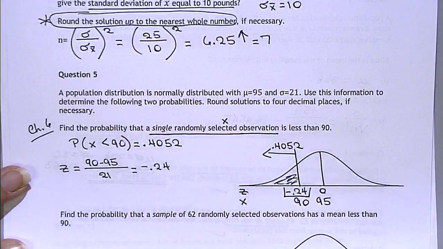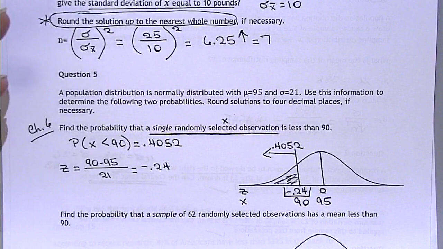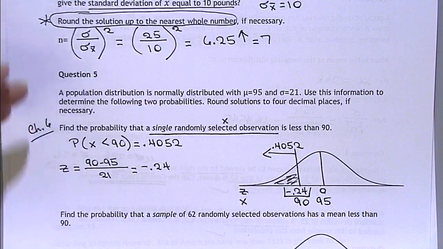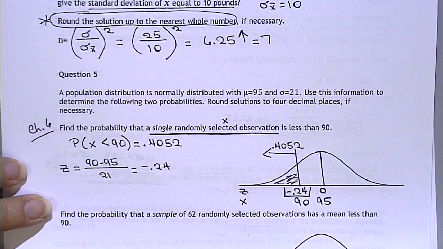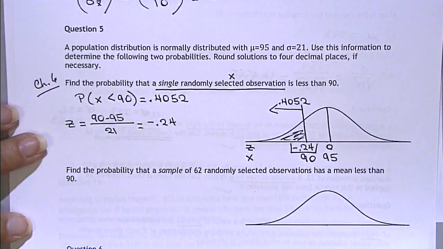If they asked me for percentages, I would change it to 40.52%, but don't just go randomly changing your answers to percentages. This is the correct answer for a probability question, a decimal, right? Unless they ask you for the percentage. Okay, so that's the chapter 6 problem, just like you worked many of them by now probably.